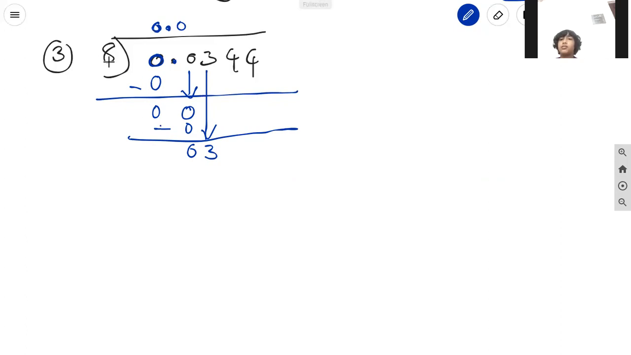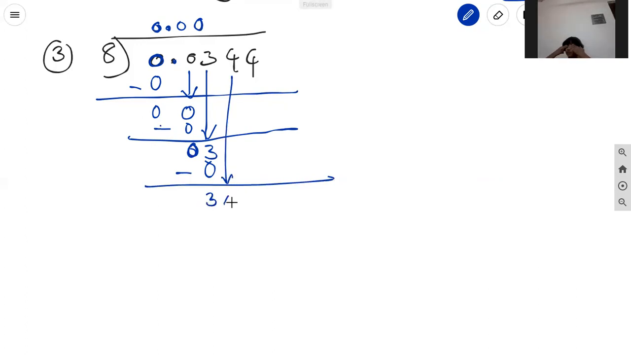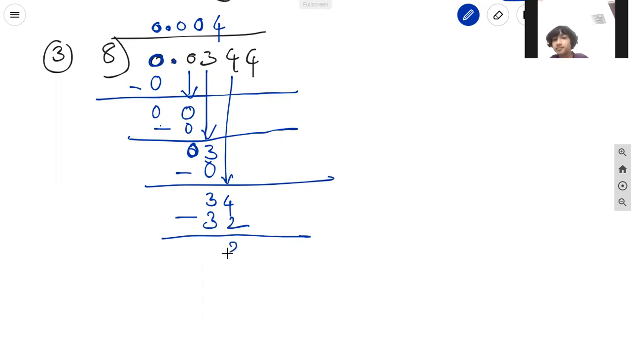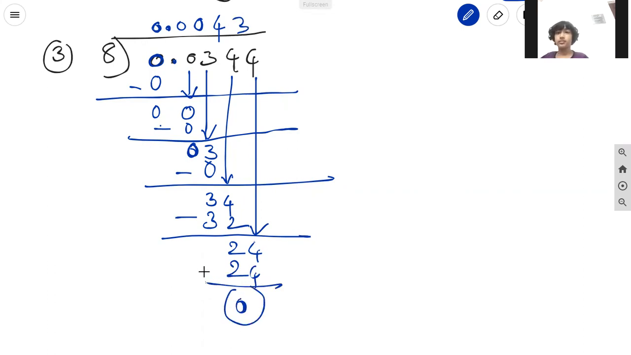In 3, 8 is not subtracted, so again 8 zeros are 0. Subtract. 3 minus 0 is 3. Then write down 4. 8 fours are 32. Subtract from 34. 4 minus 2 is 2. Write down 4. 8 threes are 24. The remainder is 0. This is the division of the decimal number by 8.